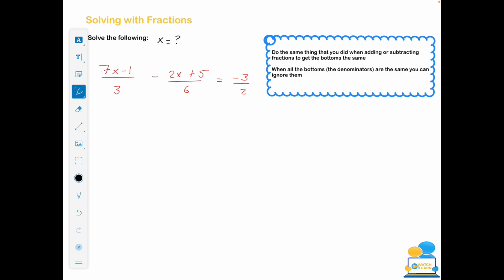So I have the numbers 3, 6 and 2 at the bottom. I want a number that will work for all of them. So I want the lowest common multiple of 3, 6 and 2. I can turn all those numbers into a 6 quite easily. So I'm just going to go ahead and do that.